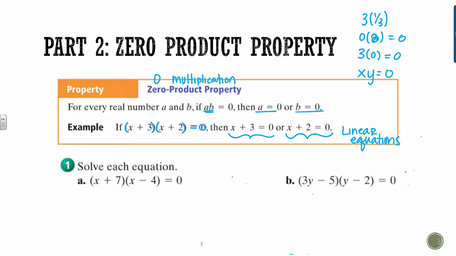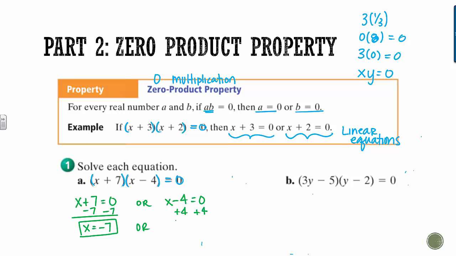So let's practice just the zero product property. So once you get it so things are multiplied together and they equal 0, you can split those things up. And x plus 7 has to equal 0, or x minus 4 could equal 0. So we can solve this one. All we got to do is subtract 7 from both sides. So one of our options is x could be negative 7, or add 4 to both sides. X could be 4.